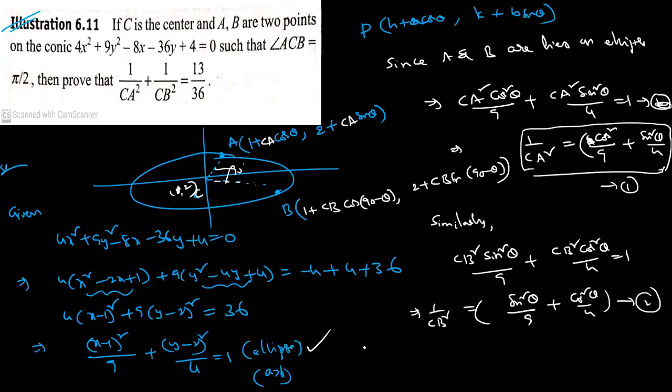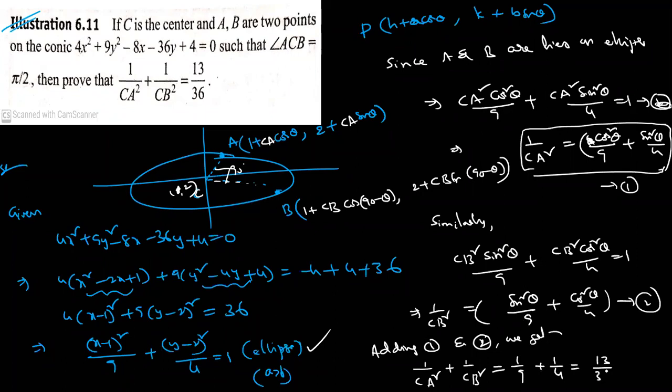So please add them. Adding 1 and 2, we get 1 by CA square plus 1 by CB square. Cos square theta by 9 plus sin square theta by 9 is how much, anyone? That is 1 by 9. This is 1 by 4. So the answer is, that is the answer.